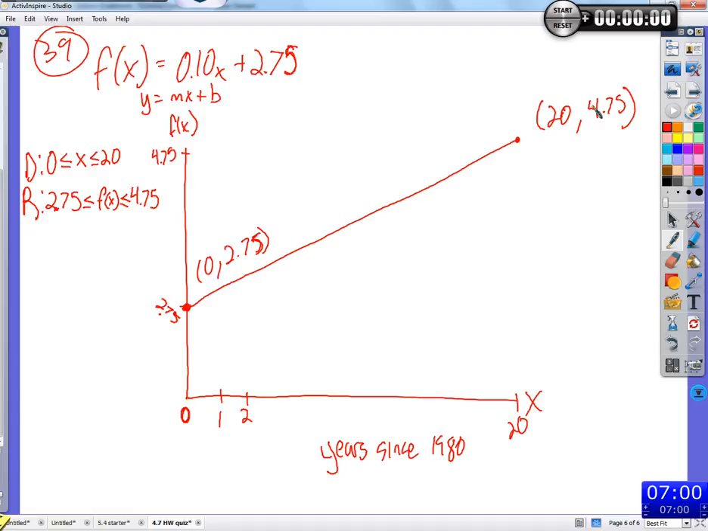Okay, so now all it says is find the value of x so that f of x equals 4.55. So just purely from a function, mathematical, crunching a number standpoint, what do we do here? What is it asking us to do? What are we going to do with that 4.55?